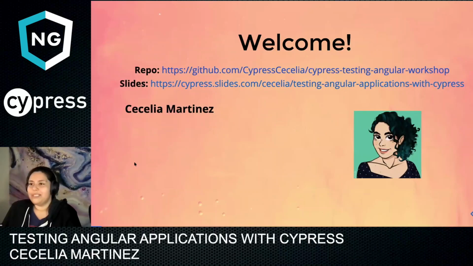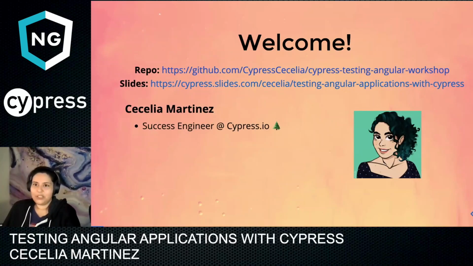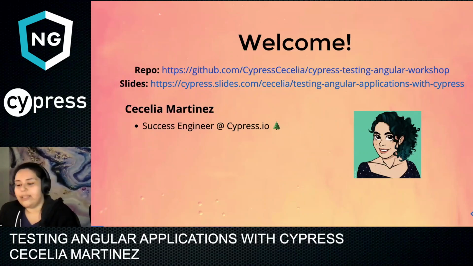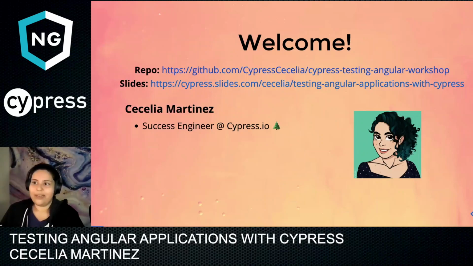So I am Cecelia Martinez. I am a success engineer at Cypress. I spend the majority of my day talking to Cypress users about their test strategy and their test suite, helping them overcome technical issues, helping them decide how and what to test, and also helping them integrate with the Cypress Dashboard and with their CI. I also do a lot of trainings and working on getting people up and running. So that's what we'll be doing today.